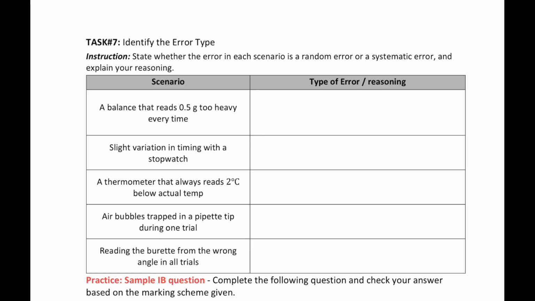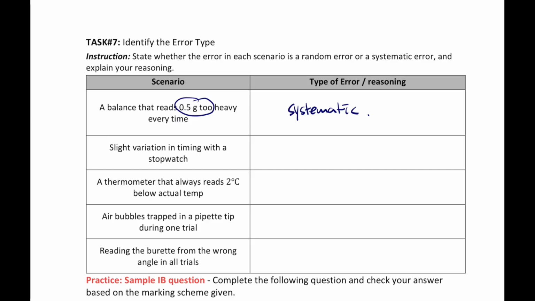Then let's do task number 7 together. The instruction is given: we have to state whether the error in each scenario is a random error or a systemic error, and explain our reasoning. First scenario, a balance reads 0.5 gram too heavy every single time. In this case, we have a systemic error, because the error is consistent and always in the same direction due to faulty calibration.